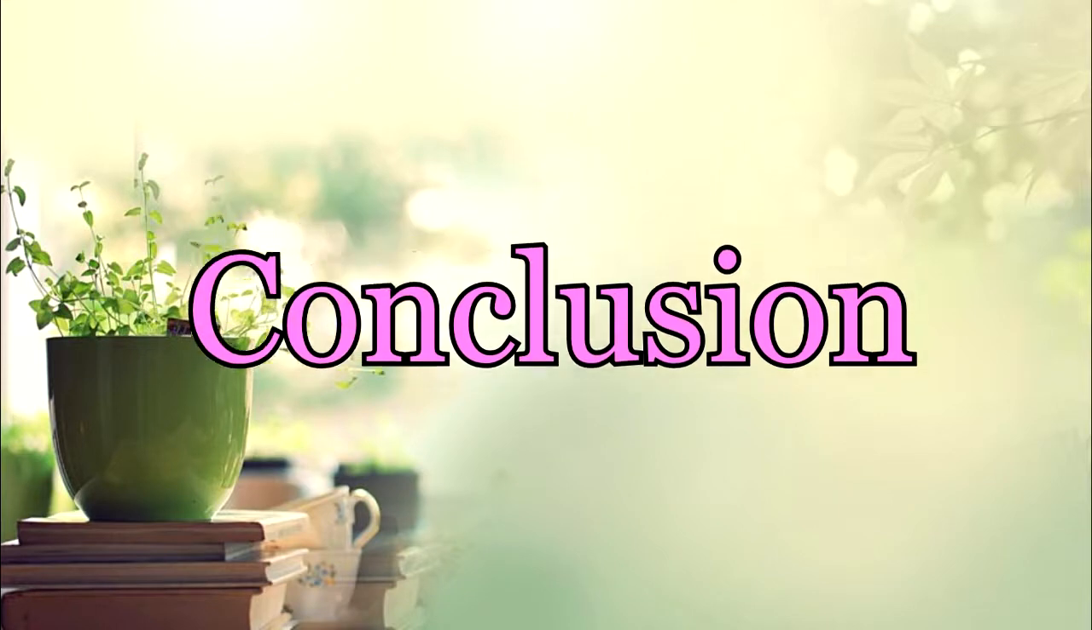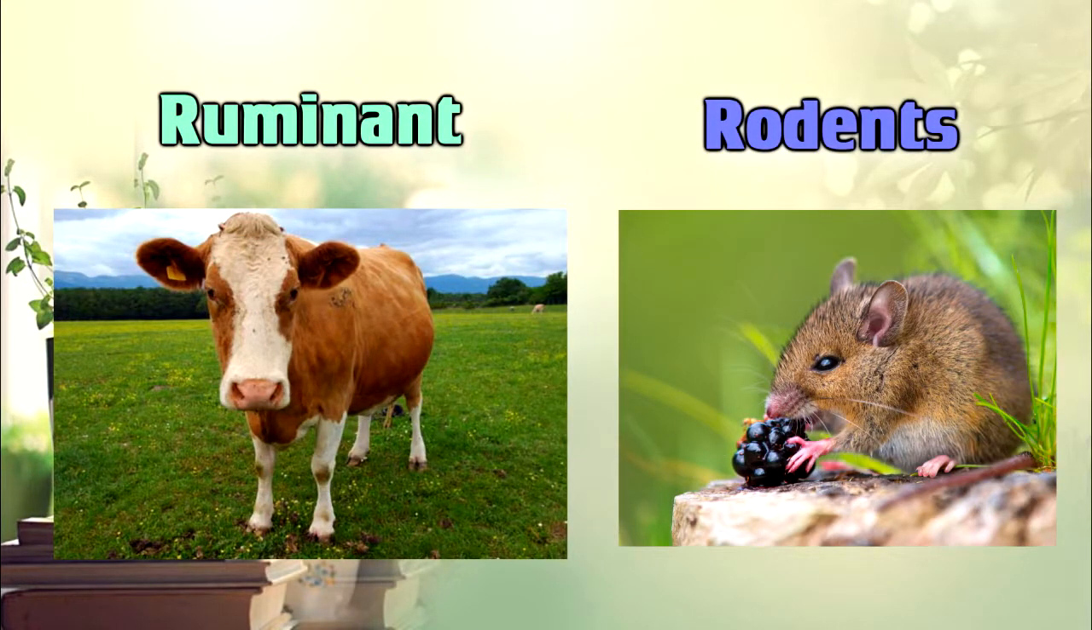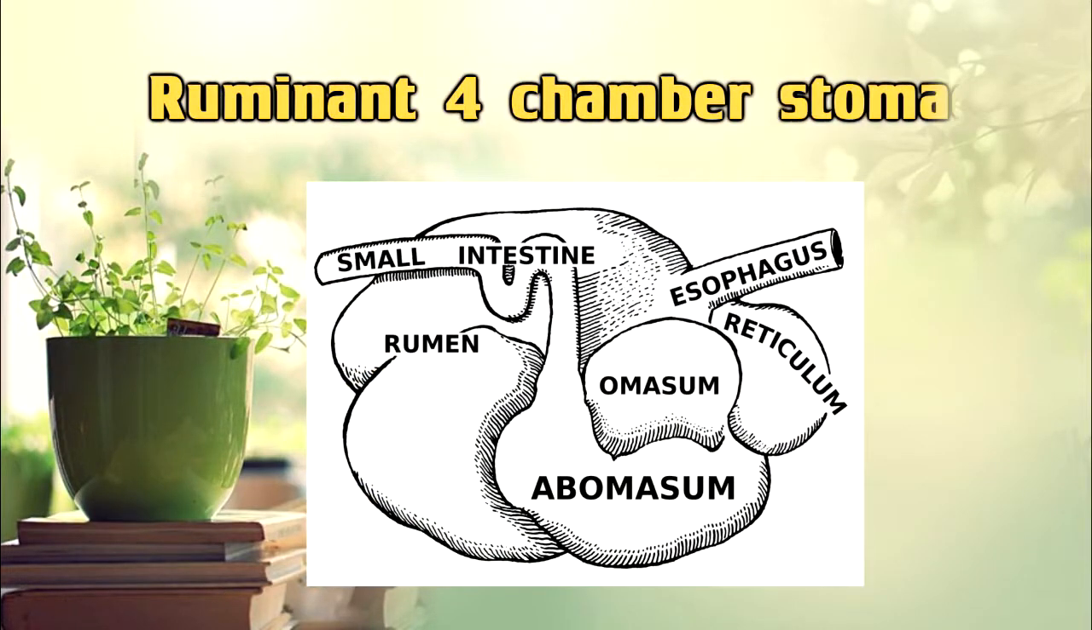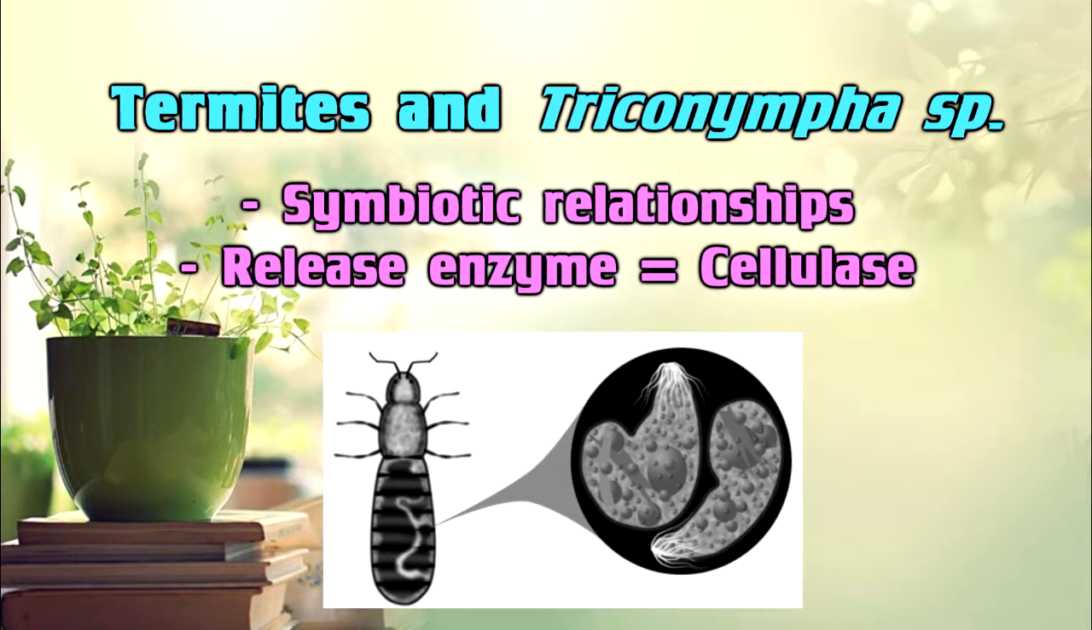For the conclusion, ruminants and also rodents, although their digestive systems are not as efficient as humans' at other things, can actually digest cellulose because their digestive system is somewhat unique. The ruminants have four chambers for digestion and microbes that aid in the digestion of cellulose. Termites, for example, have a very unique symbiotic relationship with microbes, such as Reconifer species, which produce cellulase for the digestion of cellulose.